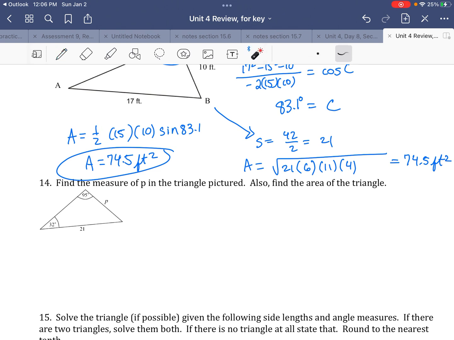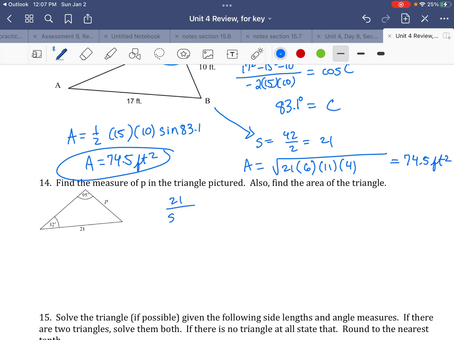All right, so number 14, find the measure of P. Look at this right here. I got a side and I got an angle, and so I can use sine rule. Now, is this angle side side? No, it's not. It's actually angle angle side. So I don't have to worry about two triangle scenarios. I can just do sine rule and go about my business.